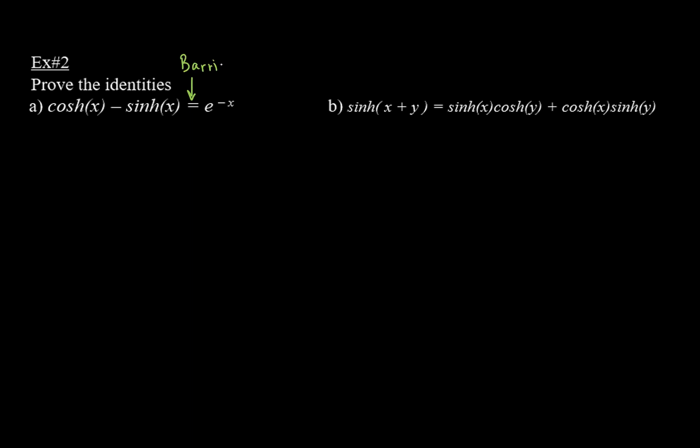Remember when you're proving identities, think of that equal sign as like a barrier, okay? But specifically, one you never cross. So I'm going to use the more complicated left side here, and I'm going to prove that it's equal to this less complicated right side here. So I'm going to take the cosh of x and subtract from it the sinh of x.